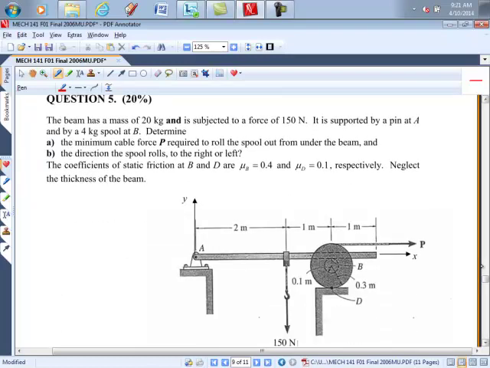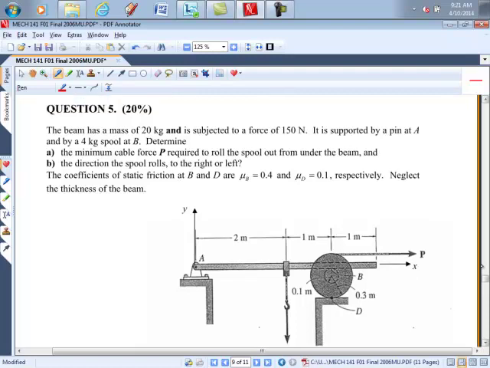All right, this next question has a beam that has a mass of 20 kilograms and is subject to a force of 150 newtons. That's this force here.